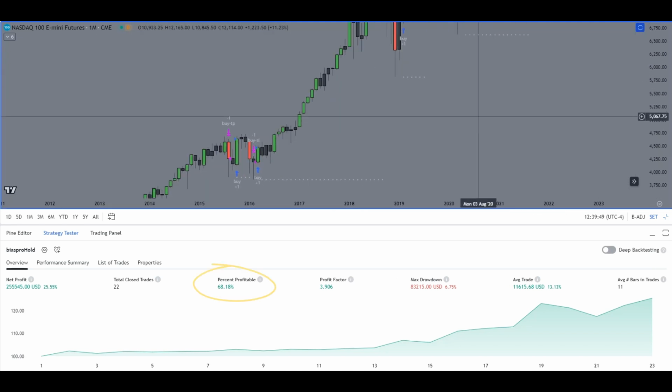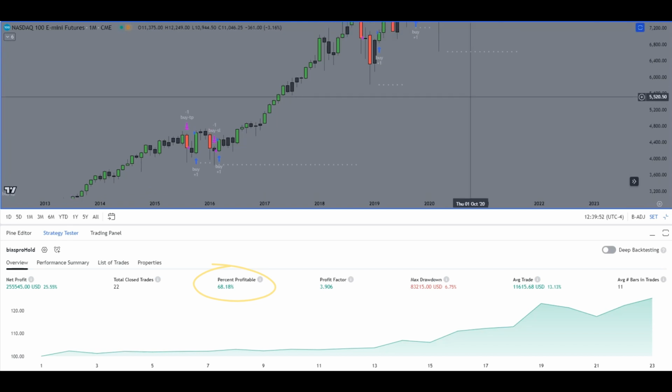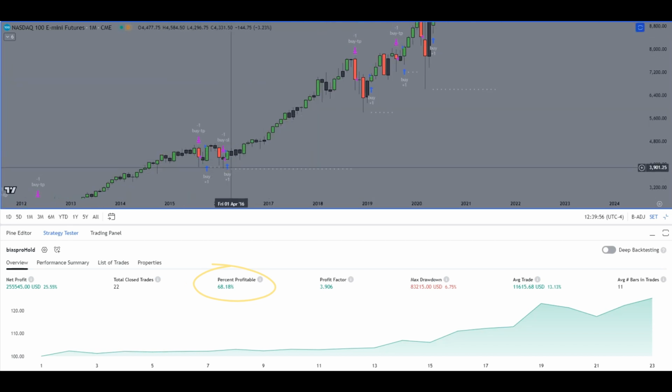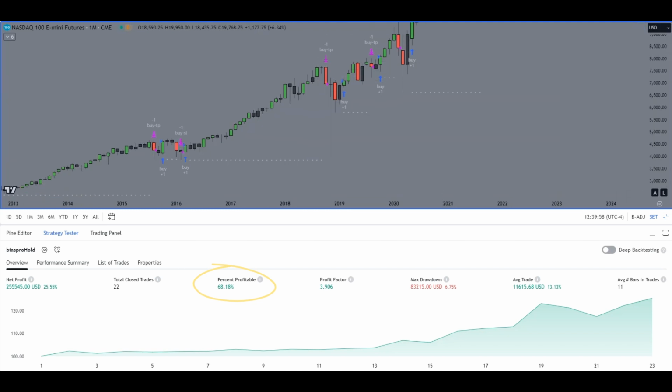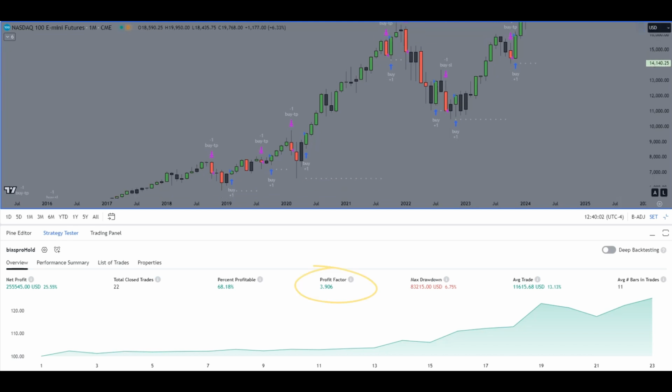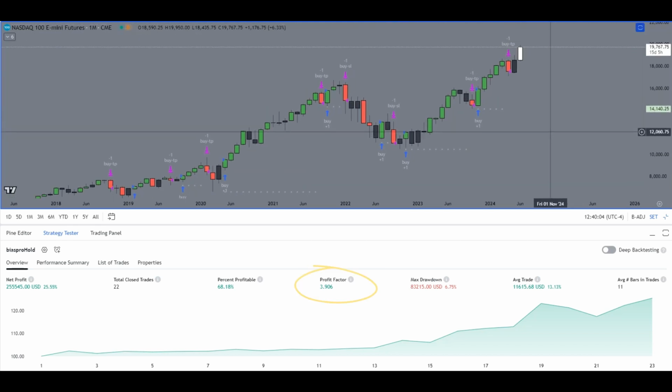For the monthly, we got 68.18% profitable, which is actually pretty good. More than 50% is excellent. This number means that of the total 22 trades, we got around 15 trades in profit. The profit factor is how much money the algo made versus the losers.